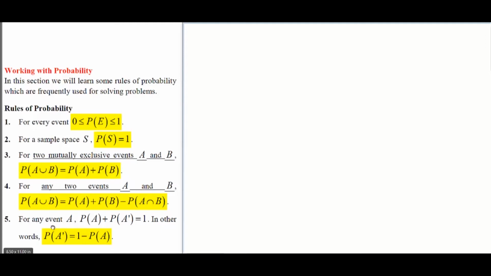Next rule: for any event A, the probability of A plus the probability of A complement is equal to 1. Because A and A complement make what? They make the sample space, and the probability of the sample space is equal to 1. So the probability of A plus the probability of A complement will be equal to 1. Or if we want to find the probability of A complement, it's equal to 1 minus the probability of A. We will use these rules for solving probability problems.